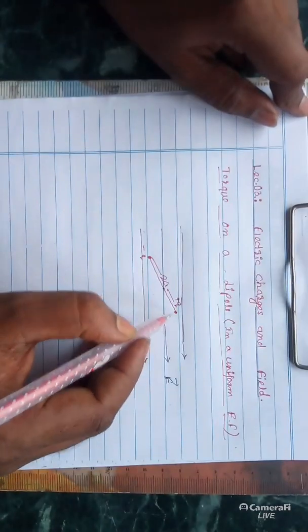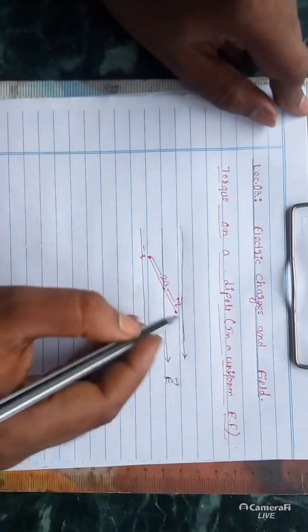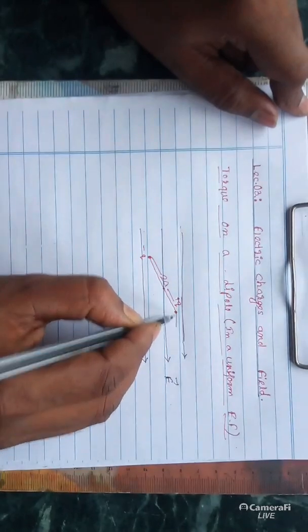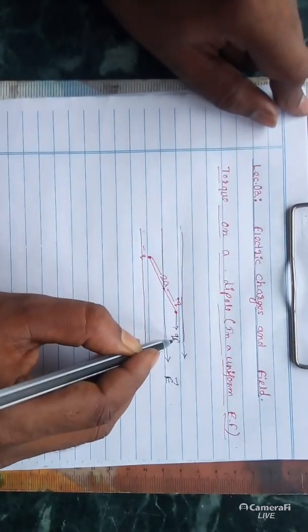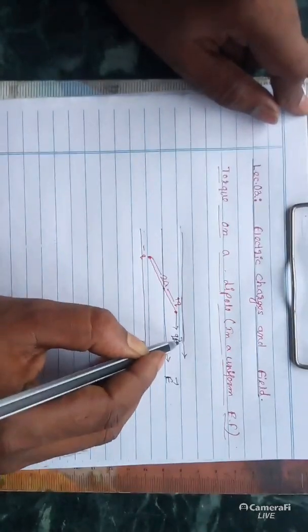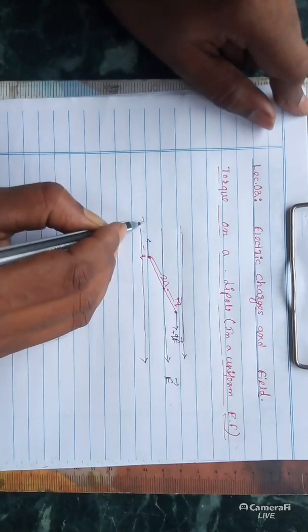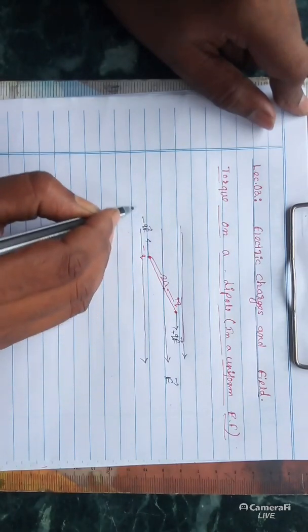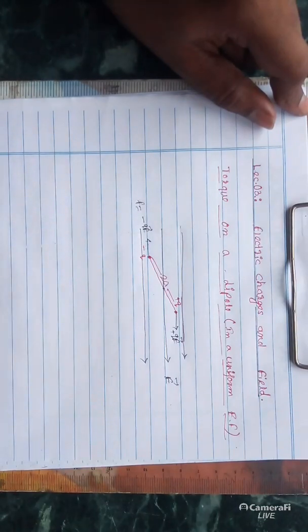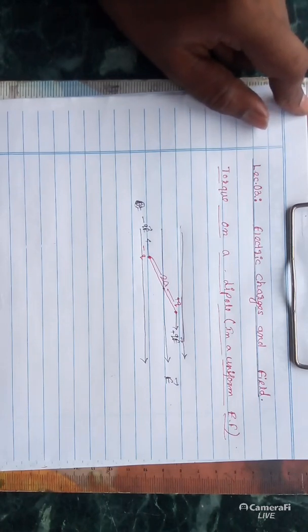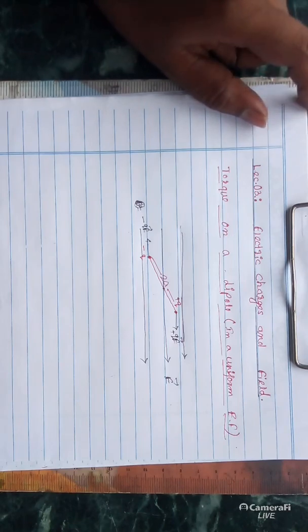Now this positive charge will try to move along the field, so the force acting on this charge is plus QE along this direction. E is a vector quantity, so we can take plus QE, and the force on this minus Q charge is equal to minus of QE. That is, if a charge is placed in a uniform electric field of strength E, then the force acting on the charge is equal to the product of charge into strength of electric field. That is, F is equal to QE.